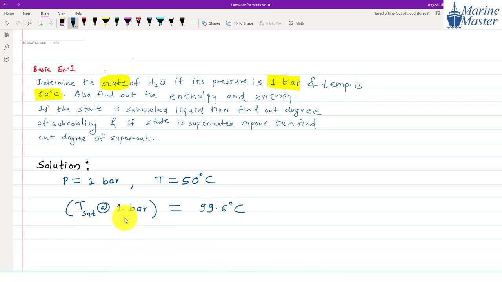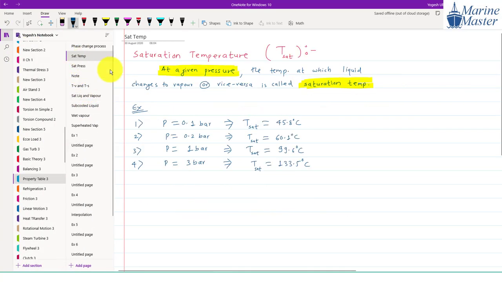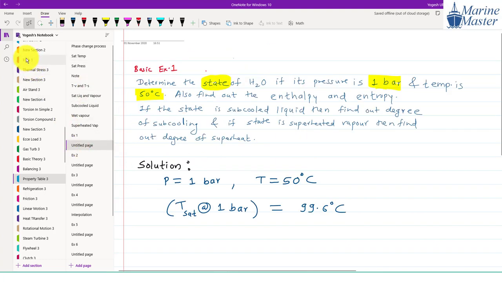See the scenario here. For 1 bar pressure, the saturation temperature is 99.6 degrees Celsius. We have already studied what is meant by saturation temperature: at a given pressure, the temperature at which liquid changes to vapor or vice versa. We have seen an example also: for 1 bar, the saturation temperature is 99.6 degrees Celsius. So I am coming back to the question.